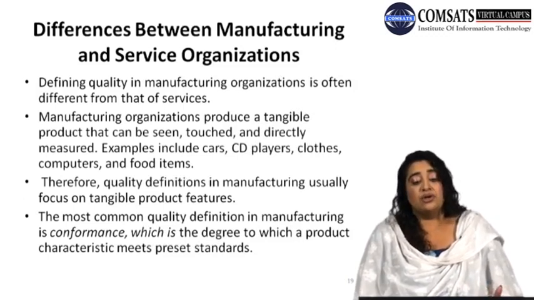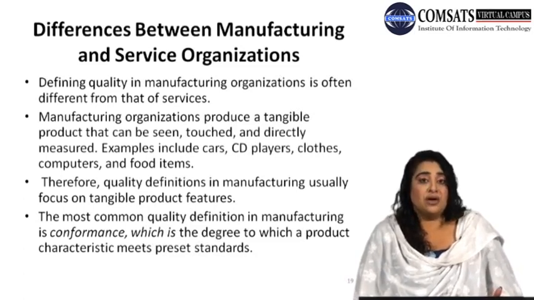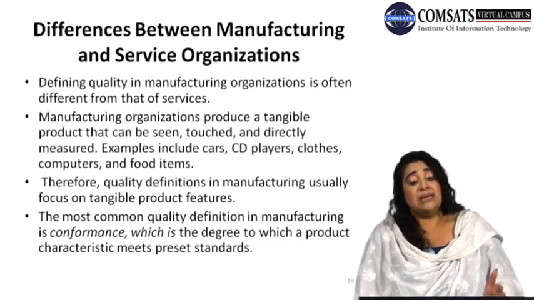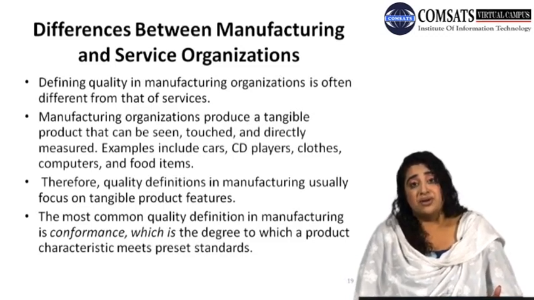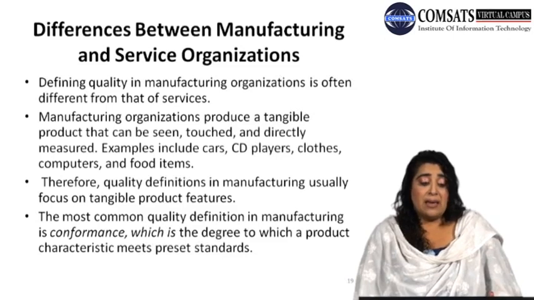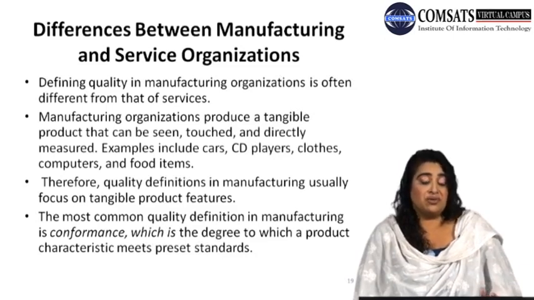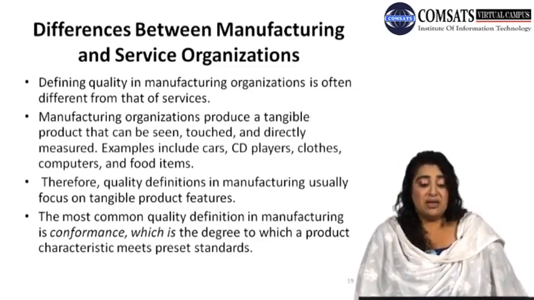Now examples would include cars, CD players, clothes, computers and food items. This is the quality of manufacturing organizations that we can judge. We can judge them by the cars, if there is a CD player, the clothes, computers, food items. These are things that we can see, we can touch, and we can directly measure and define quality. But therefore, quality definitions in manufacturing usually focus on tangible product features. So that's why in manufacturing we mostly judge quality on tangible product features.